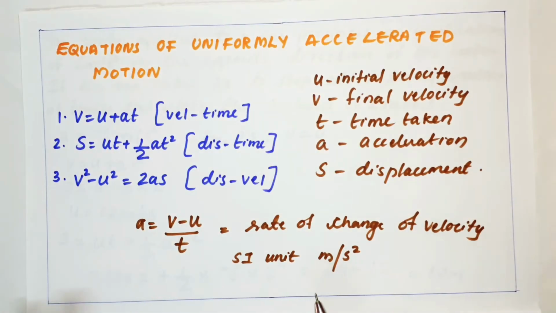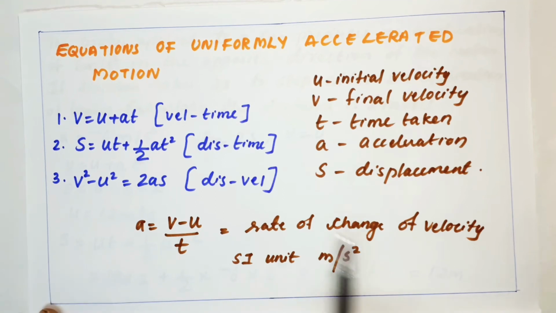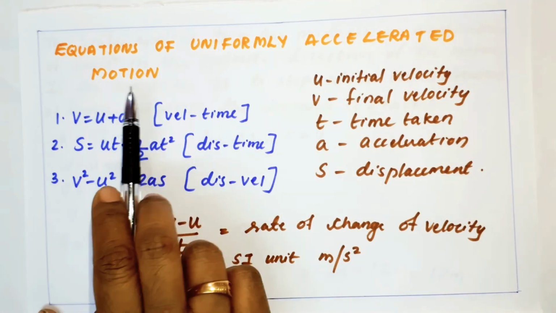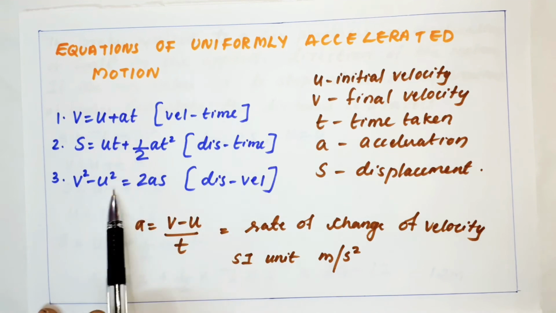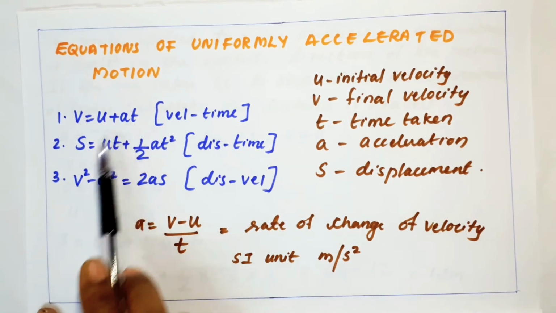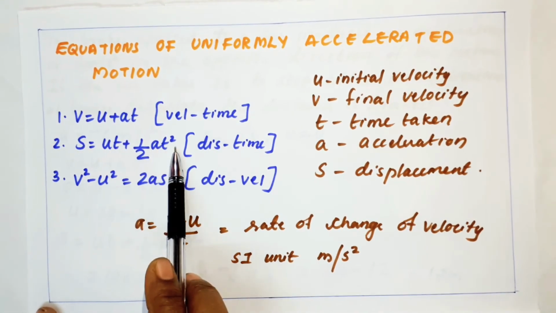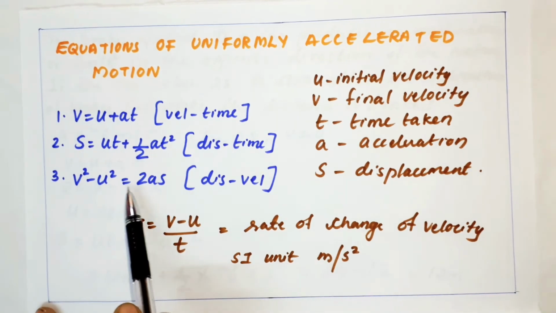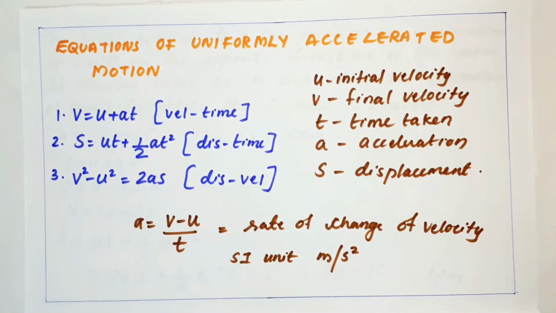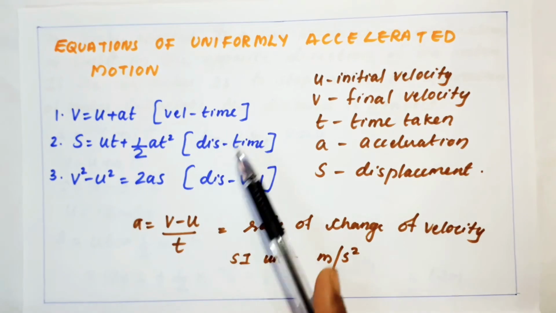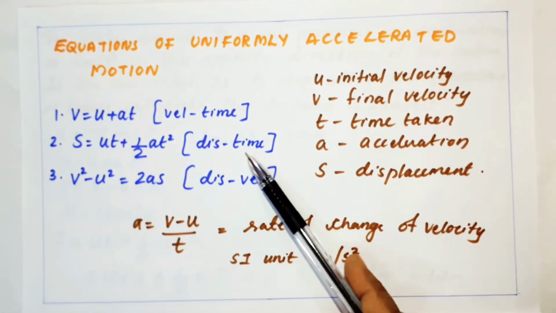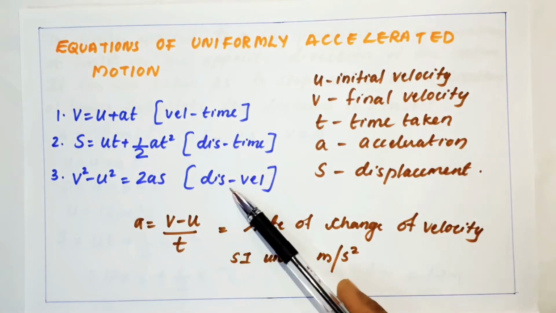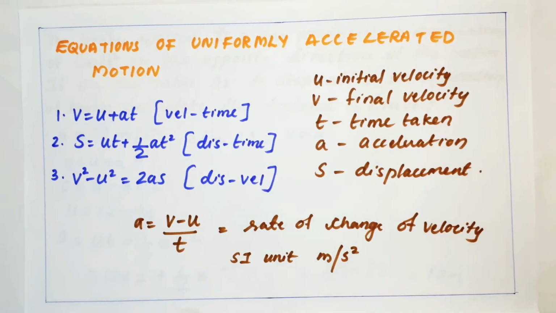If you see here, I can just conclude that there are three equations of uniformly accelerated motion. V equals U plus AT, S equals UT plus half AT square, V square minus U square equals 2AS. The first one is called the velocity-time relation. The next one is called the distance-time relation. The last one is called the distance-velocity relation.